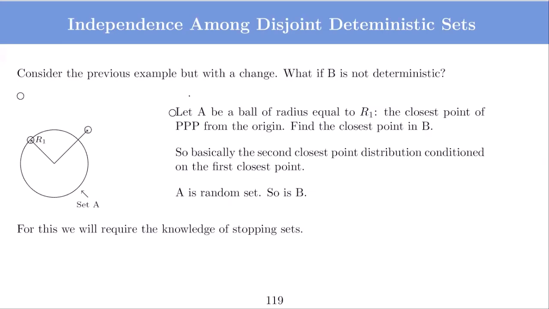A is a random set, B is a random set. So A and B are independent. Sorry, the PPP in A is independent of the PPP in B. So the answer is not that straightforward. To understand this, first we need to know what a stopping set is.